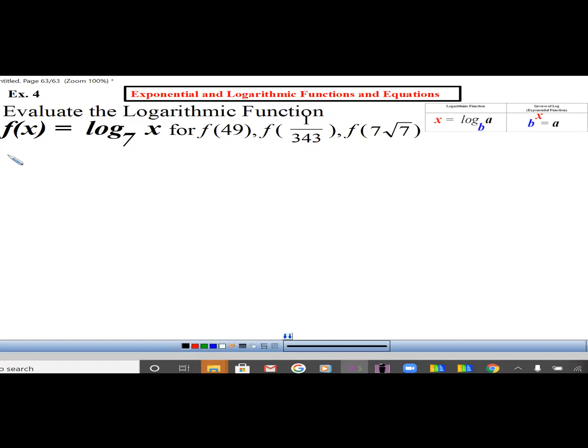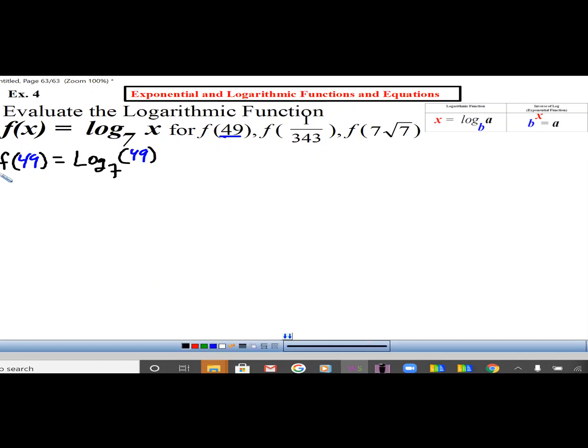My function is f of x, so I'm going to write f with empty parentheses because I need to substitute for x. And I'm going to write log base 7 with parentheses for the x. My first value, I'm going to use blue, is what? 49. I'll write it in here and here. Okay, look up to the screen. So this is what I need to get started.